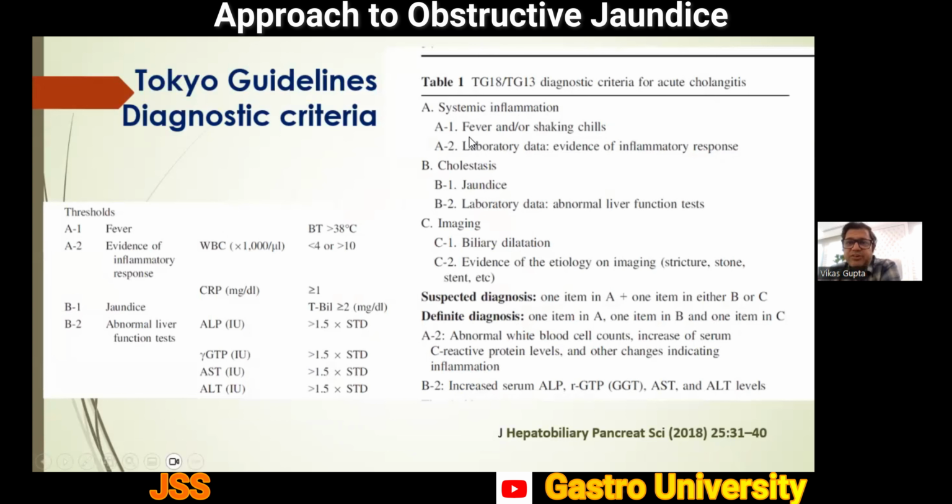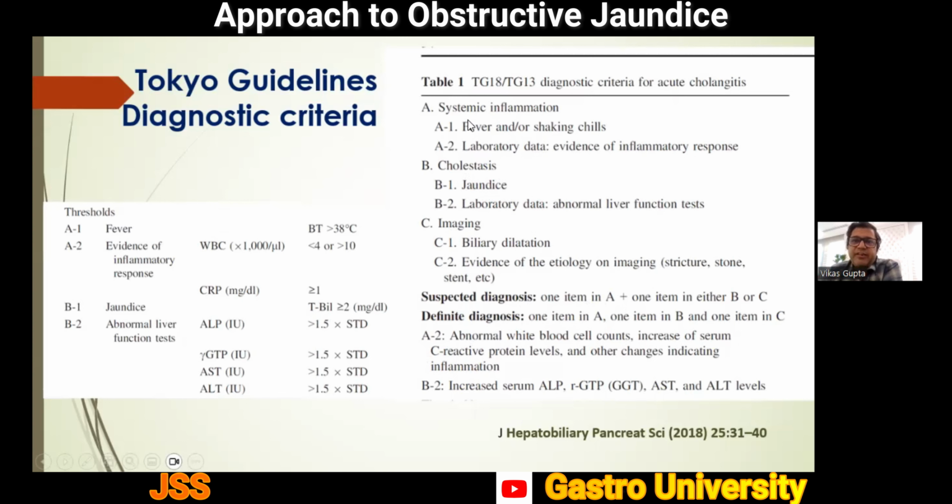A is systemic symptoms of inflammation in the form of fever and chills, with lab data showing elevated CRP. B is cholestasis, the presence of jaundice and lab data with abnormal liver function tests. C is biliary dilatation and/or identification of any etiology on imaging in the form of stricture, stent or stone.